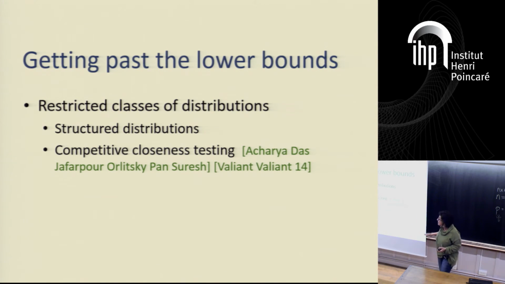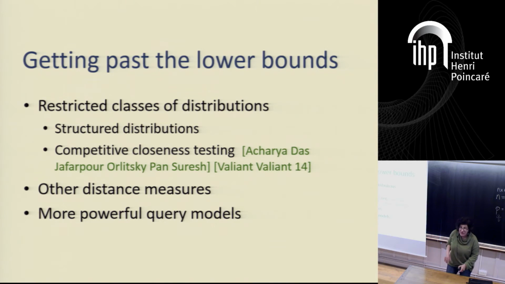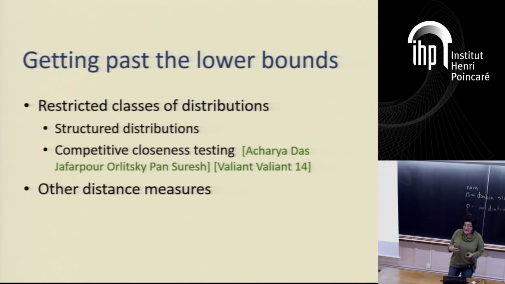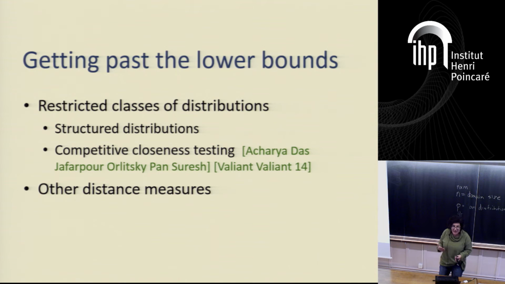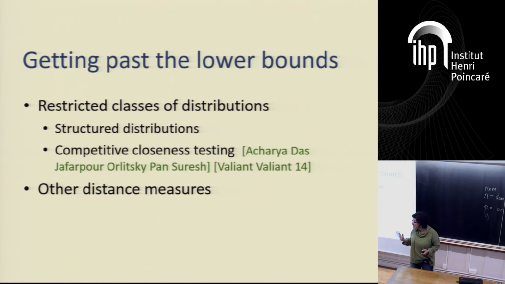There's also been some really nice work on competitive closeness testing, where you compete with the best algorithm. Another thing people have done is look at other distance measures. People have looked at earth mover distance in the distributions. It makes things easier, but not as much as one would hope, especially not in terms of the dimension. But maybe there are other things that one can do.